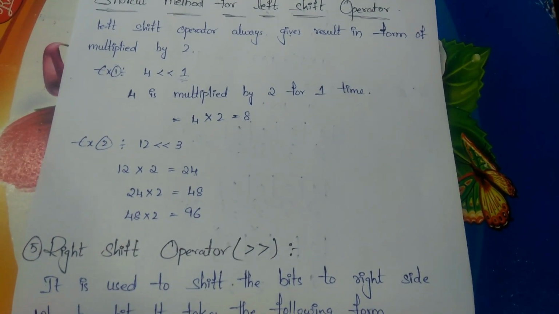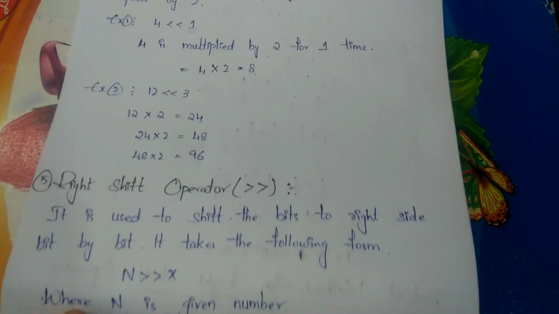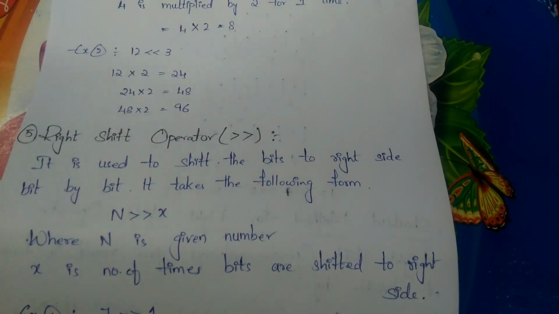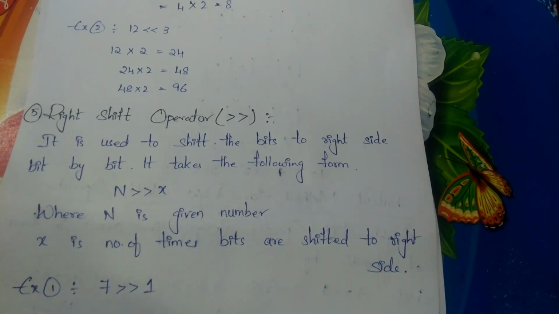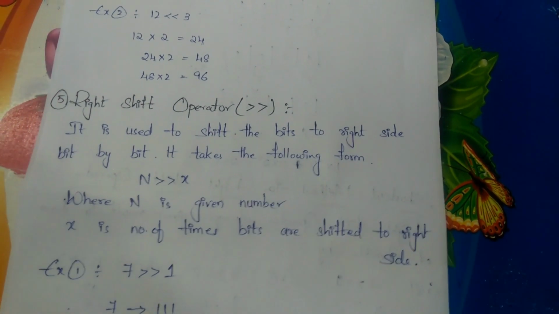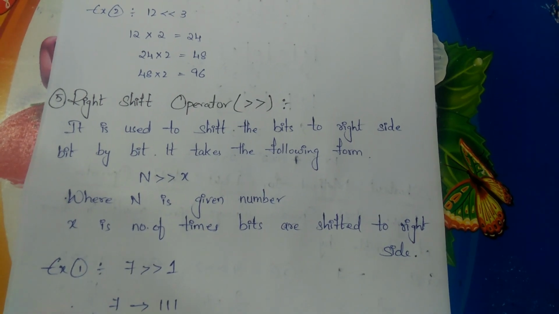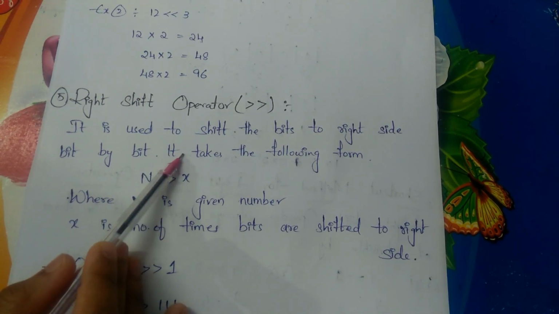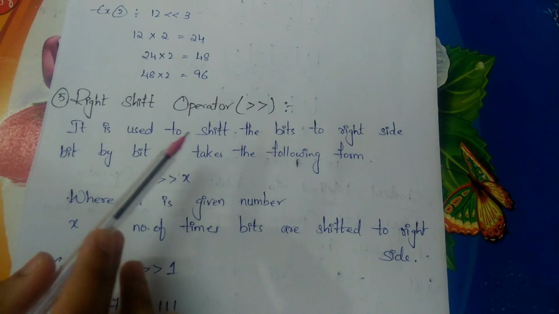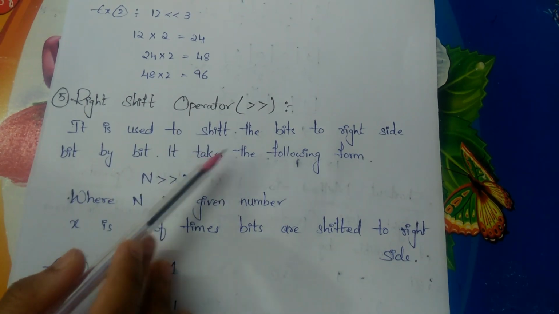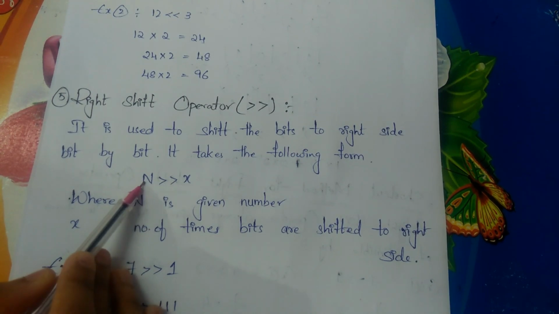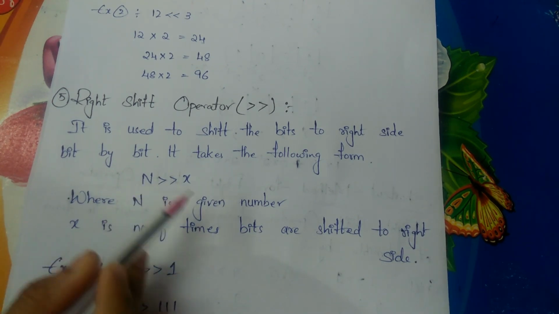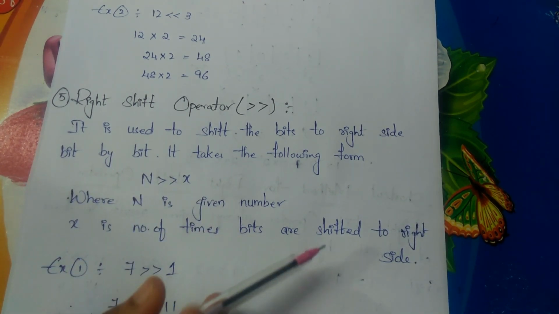Now let's discuss the fifth one, that is right shift operator. Now in this right shift operator, it is represented as 2 greater than symbols. It is used to shift the bits to the right side bit by bit. In the left shift operator we move the bits to the left side, but in right shift operator we have to move the bits to the right side. So it takes the following form: n right shift operator and then x, where n is the given number and x is the number of bits shifted to the right side.